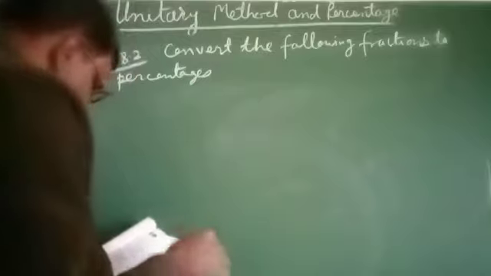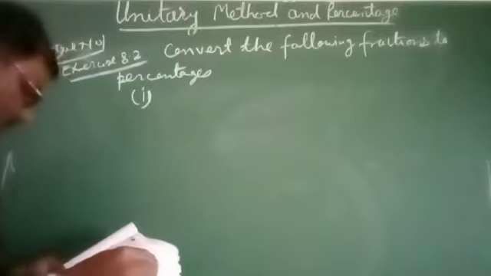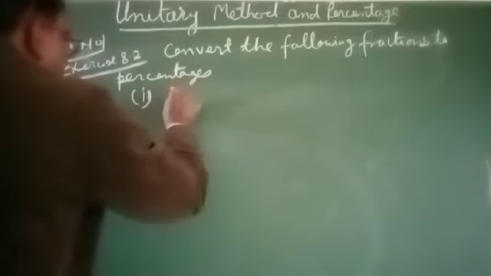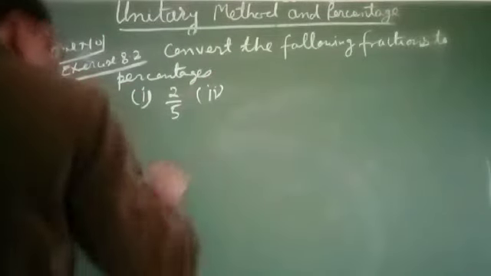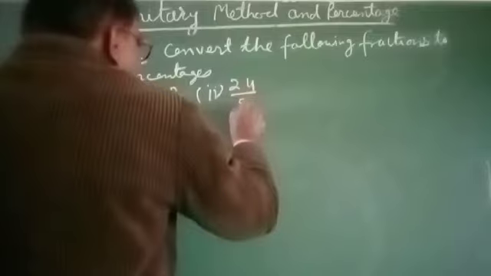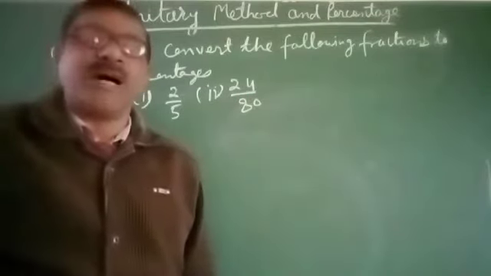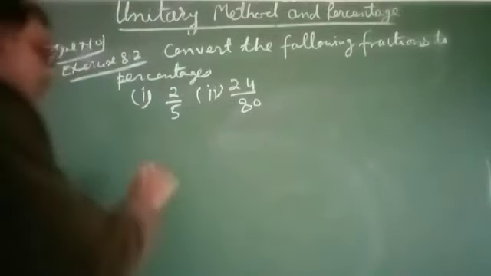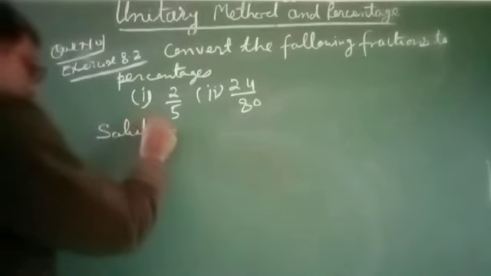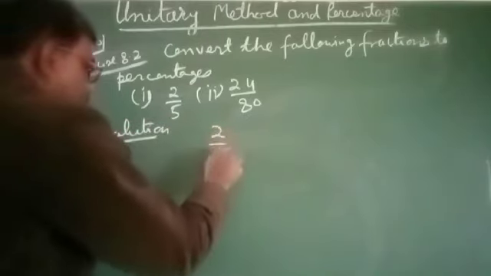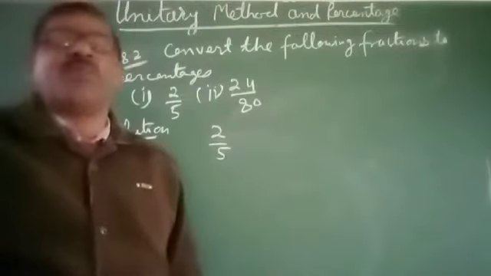The first part is 2 by 5 and the second part is 24 by 80. How to convert these fractions into percentage? First of all, 2 by 5. Solution: we have to convert 2 by 5 into percentage.